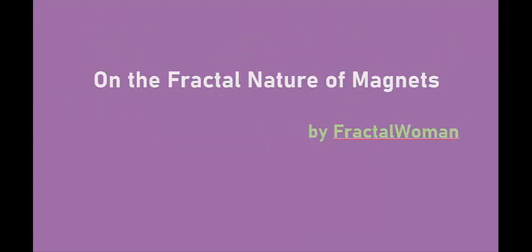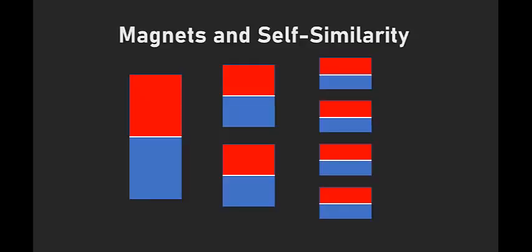Today we're going to talk about the fractal nature of magnets. Now it's always been my contention that magnets are fractals because they have the property of self-similarity. Basically what that means is that one magnet is self-similar to another magnet.